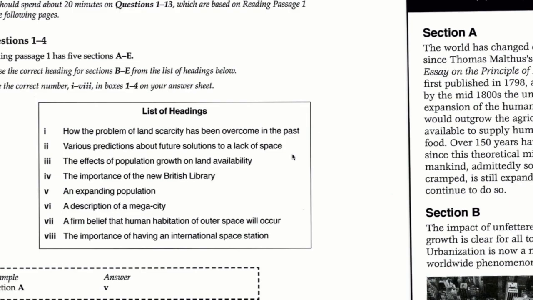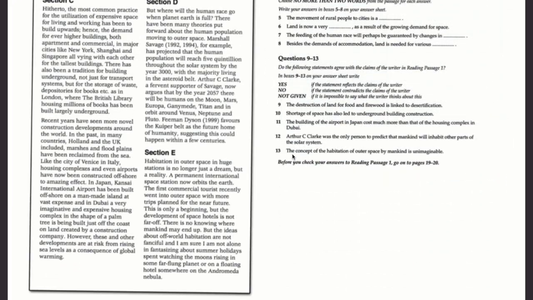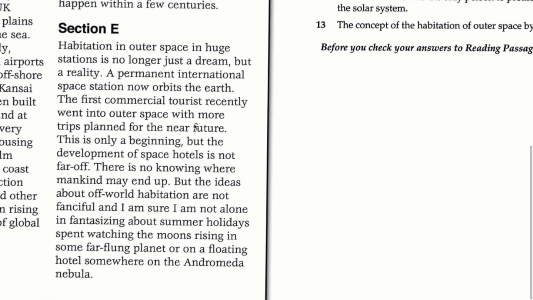Now let's solve the last question, that is fourth, section E. Section E. Habitation in outer space in huge stations is no longer just a dream but a reality. A permanent international space station now orbits the Earth. The first commercial tourists recently went into outer space, with more trips planned for the near future. This is only a beginning, but the development of space hotels is not far off. There is no knowing where mankind may end up, but the ideas about off-world habitation are not fanciful, and I'm sure I'm not alone in fantasizing about summer holidays spent watching the moons rising in some far-flung planet.